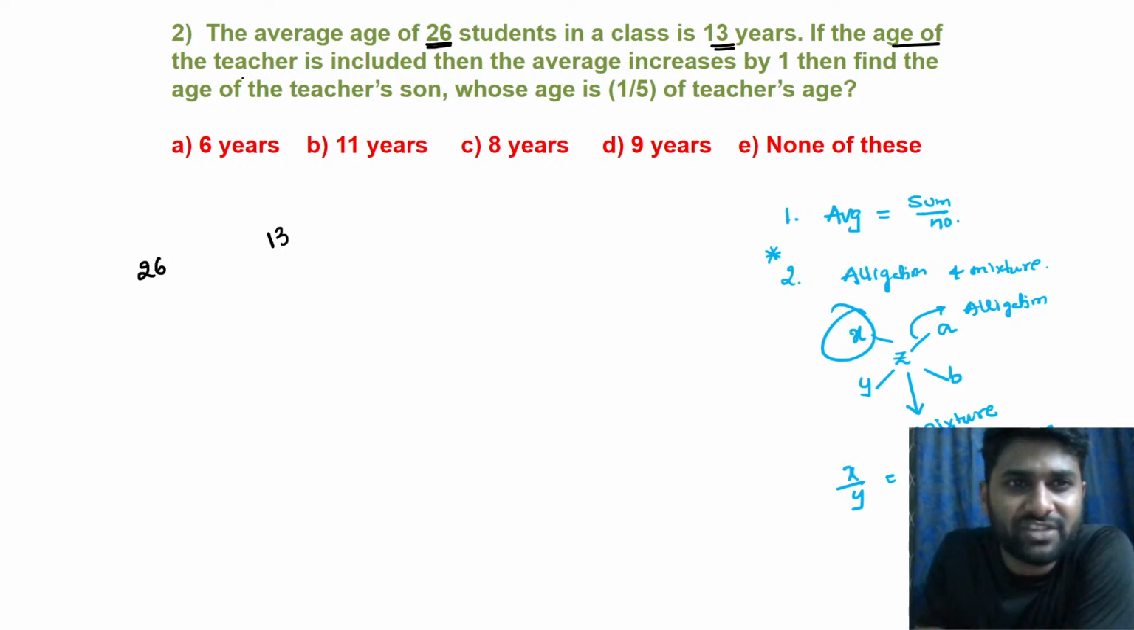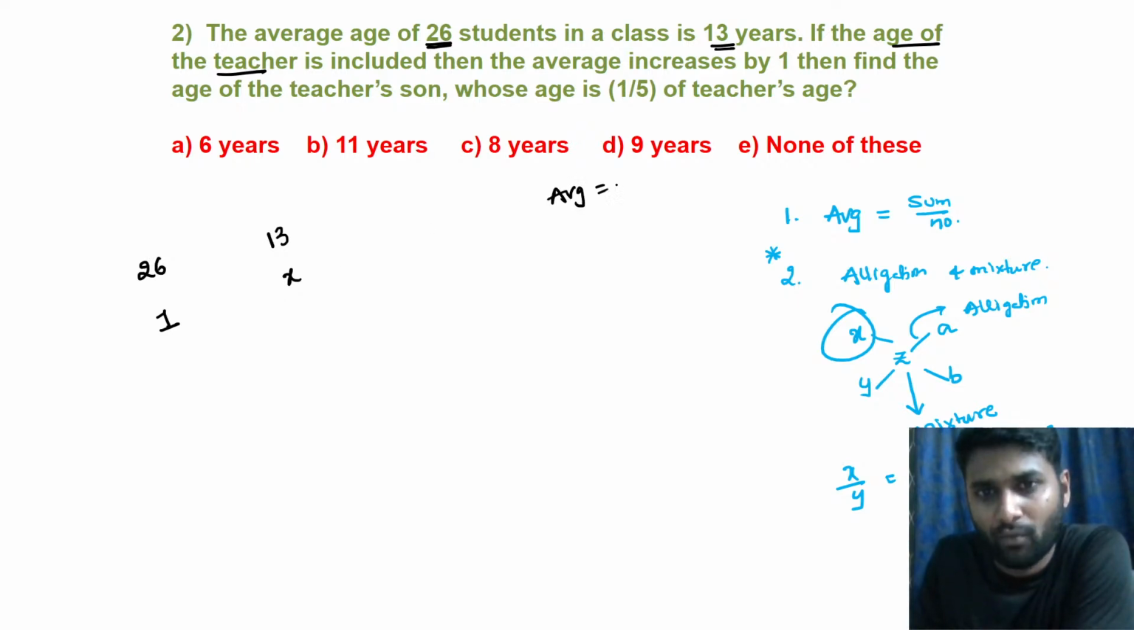If the age of the teacher is included, here the age of the teacher means we are just including one person's age. The average is also x, because we have one member whose age is x, so x by 1, the average is always x. Now if one teacher is included, the average increases by 1 because of this person. Now the average 13 becomes 14.